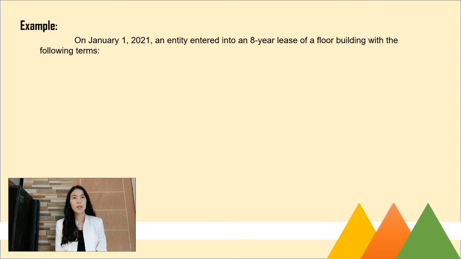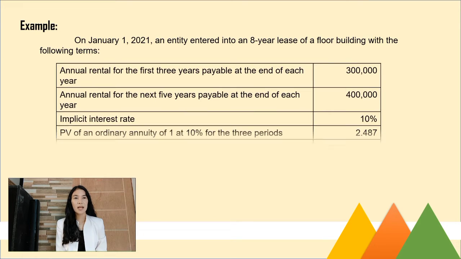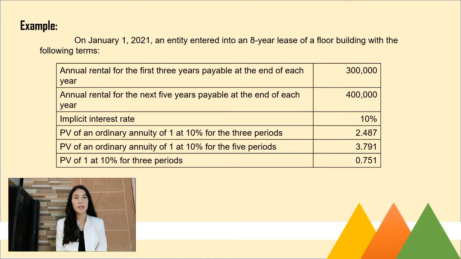On January 1, 2021, an entity entered into an 8-year lease of a floor building with the following terms. Annual rental for the first 3 years payable at the end of each year is 300,000 and annual rental for the next 5 years payable at the end of each year is 400,000. So as we can see, 8-year yung lease term natin. For the first 3 years, the annual rental is 300,000. Then for the next 5 years, the annual rental is already 400,000. So, variable na yung payment.